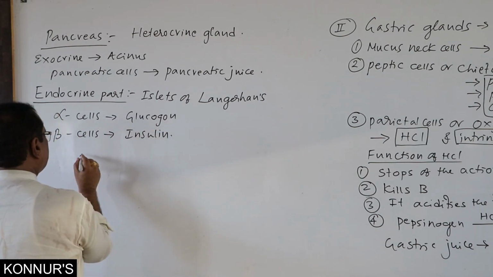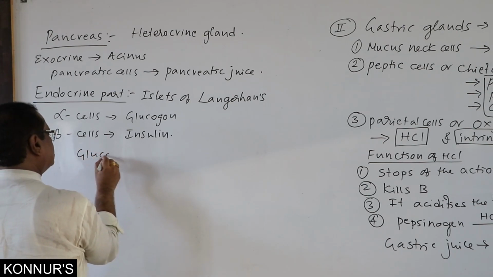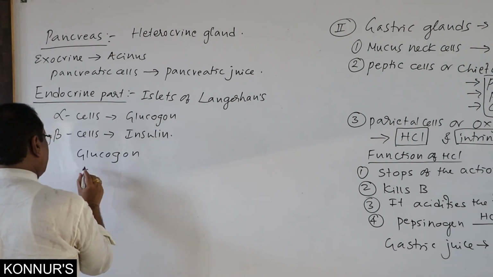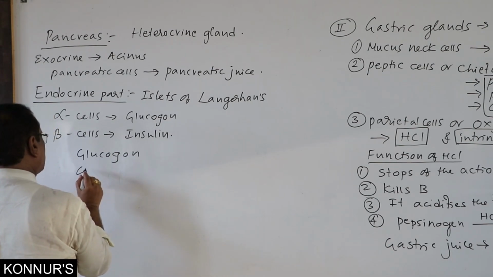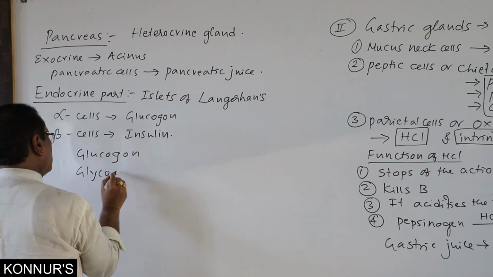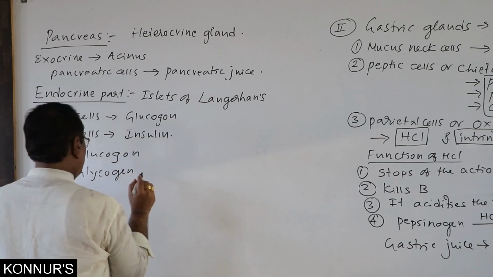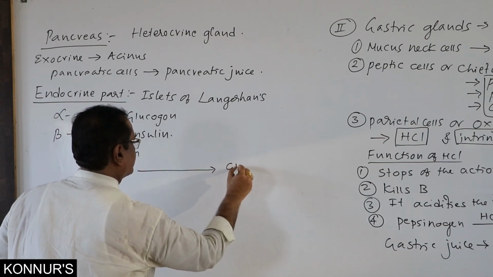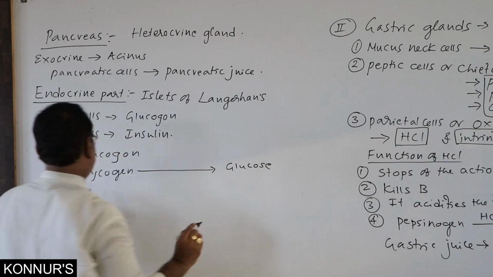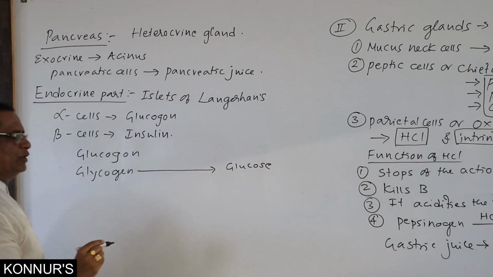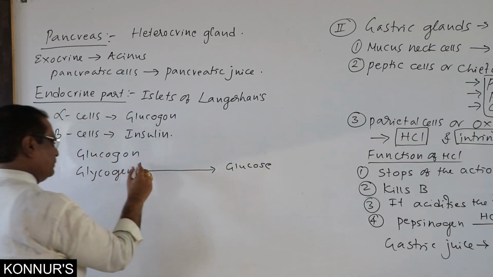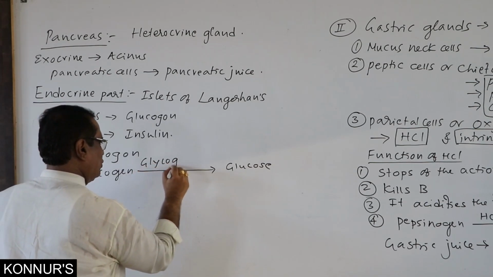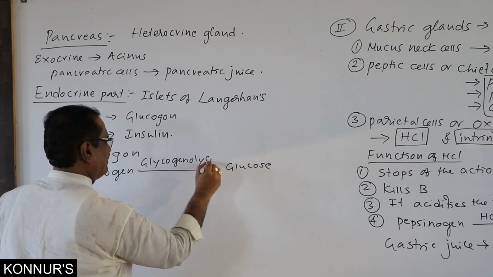Glucagon, what it does is it helps for the conversion of stored glycogen in the liver into glucose. This is by the action of this glucagon. And this process is said to be glycogenolysis.